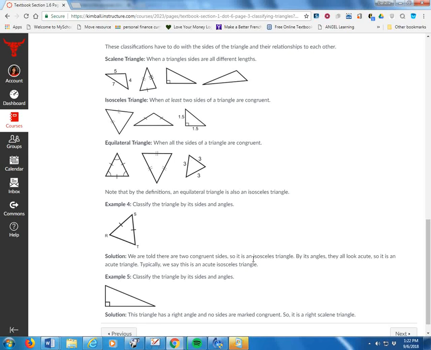An equilateral triangle is when all three sides are equal. Are all equilateral triangles equiangular? Yes. If all the sides are equal, all the angles must be.